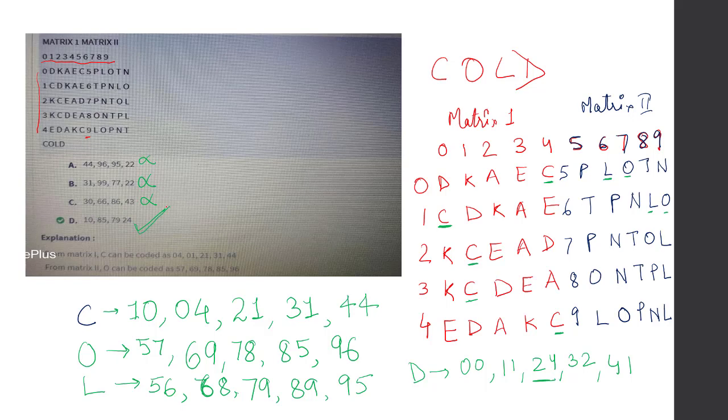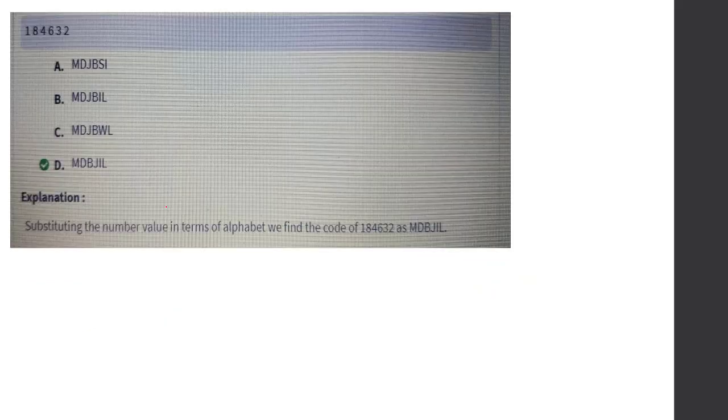This is how we have to solve matrix based coding decoding questions. I hope it is clear to you now. Let's have a look at one more doubt which was sent by a student.